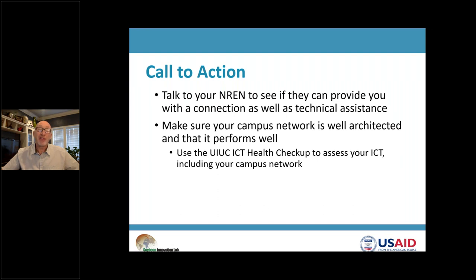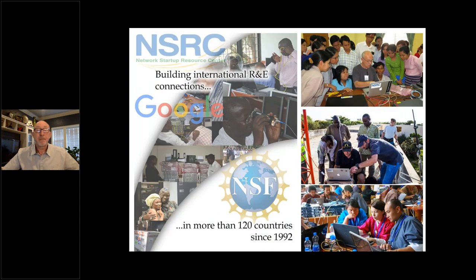So our call to action is go find out who your NREN is, and any of us on this call can tell you that. The next call is make sure your campus network is well architected and that it performs well. You can start by using the ICT health checkup. Next slide. Our core focus is building international research and education network capacity, and we've done so since 1992.